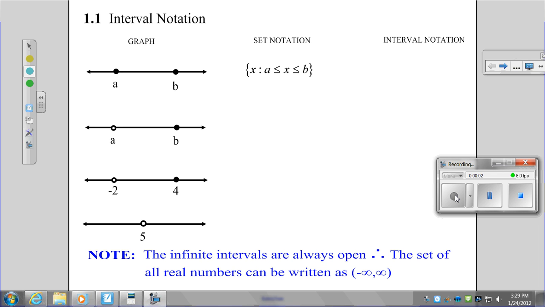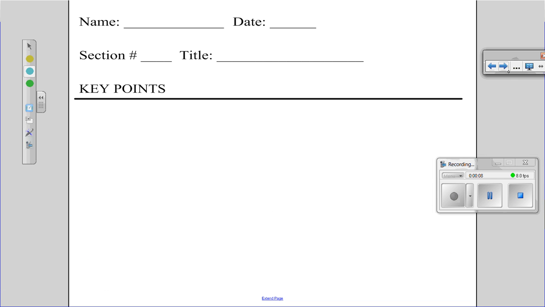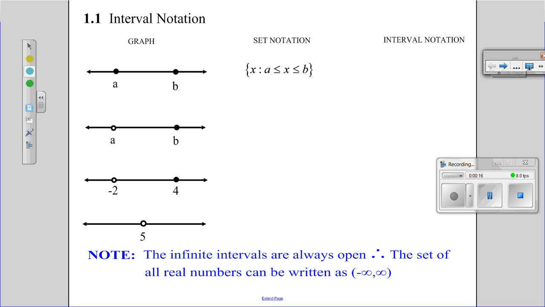Okay, welcome to your first calculus lesson. As we get started here, I just want to note that you should have a piece of paper like this in front of you, and you should be noting key points as you go. At any point, just stop or pause the recording here so that you can get the information that you need.